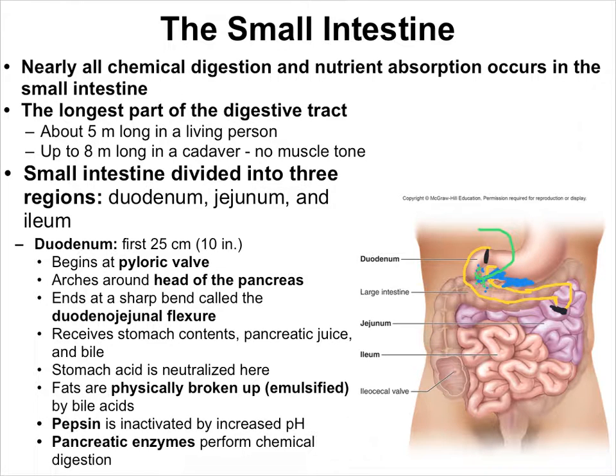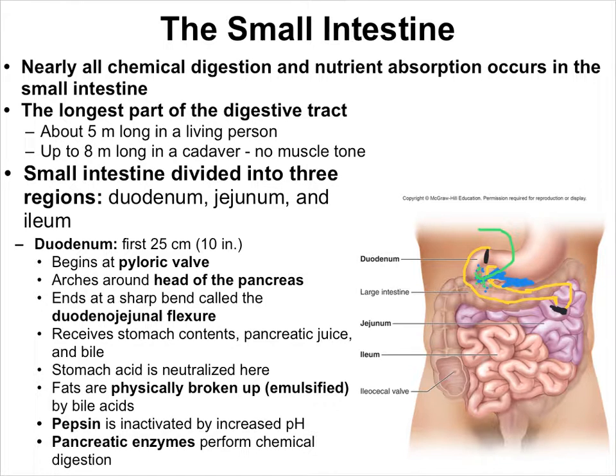Pepsin is going to be inactivated. Pepsin is that protease, protein digesting enzyme from the stomach. It's only active at low pHs, so it's going to be turned off. And pancreatic enzymes will take over as the main digestive enzymes. There are also some digestive enzymes that are basically made by the intestinal cells, and they operate only very, very close to the edges of the intestines. So that is the duodenum.